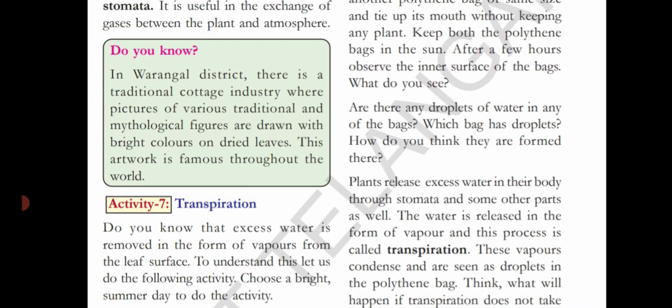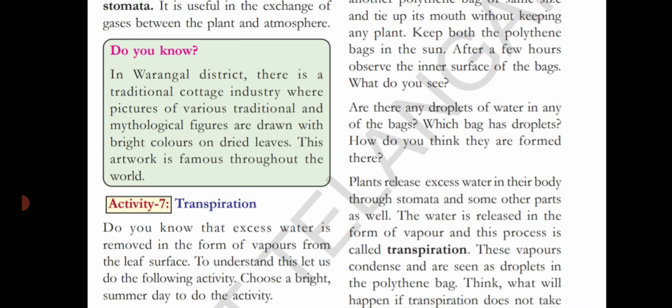So, after a few hours, when we observe the inner surface of the bag, we see water. Any droplets of water? Yes, droplets of water we see. Which bag has droplets? The bag which is tied to the plant. How do you think they are formed there?